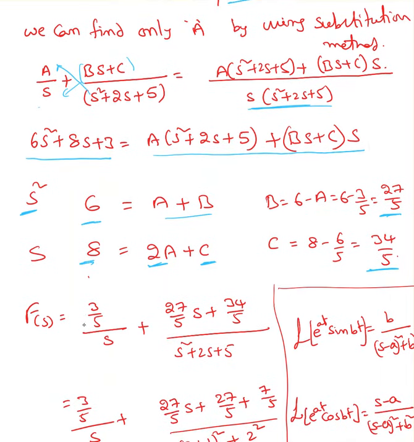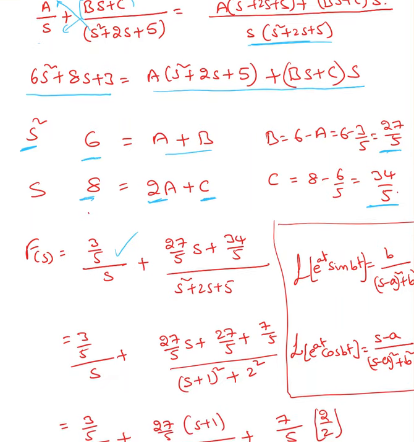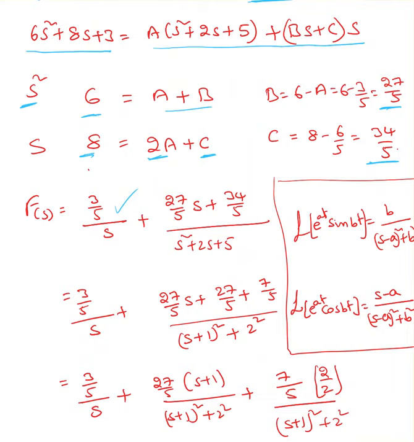So I end up with F of s equal to 3 by 5 over s plus (27 by 5 s plus 34 by 5) over (s square plus 2s plus 5). By using the Laplace table, we can easily find this value, but to find it we need to manipulate a little bit. So what I'm going to do here, this term, I'm going to separate this 34 by 5 as 27 by 5 plus 7 by 5.